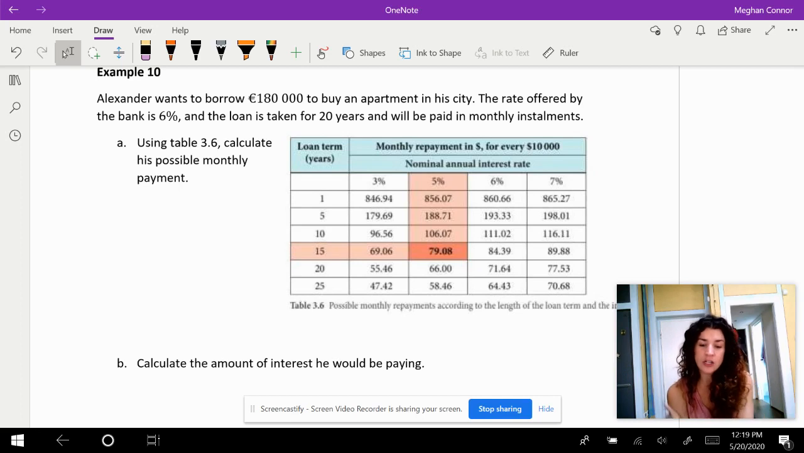You're going to look at it and try to determine under what percentage rate you fall, and over how many years you are borrowing it. So in this first column, you can see loan term, number of years. Over how many years is it going to take you to pay it back, or how many years do you want it to take you to pay it back?